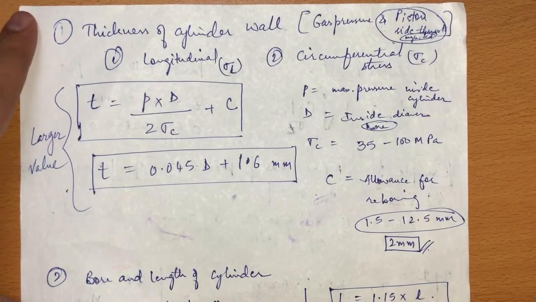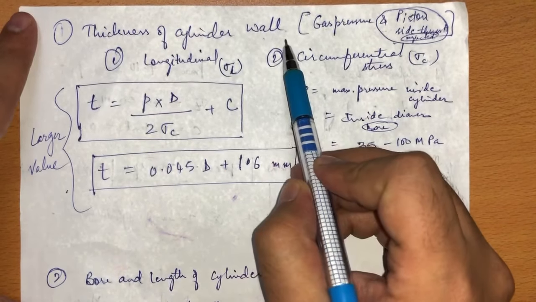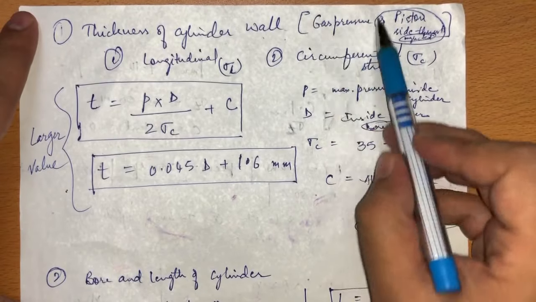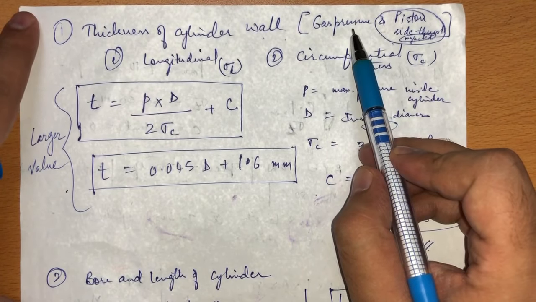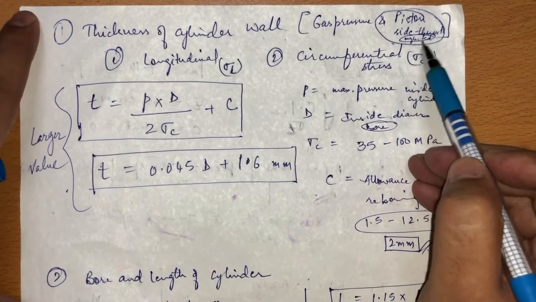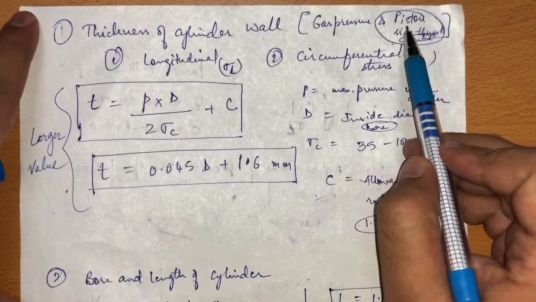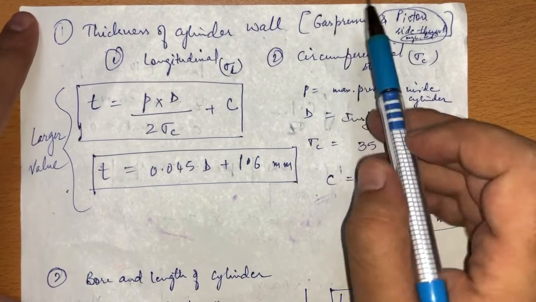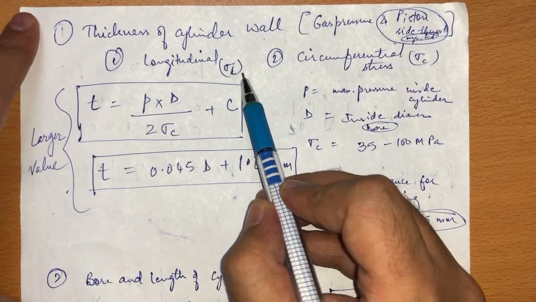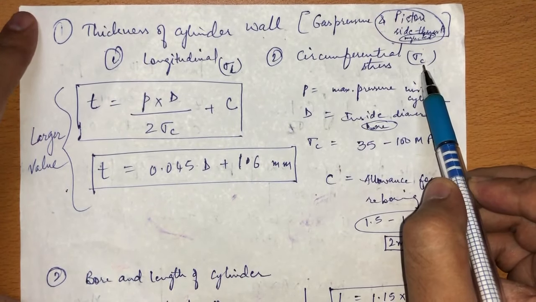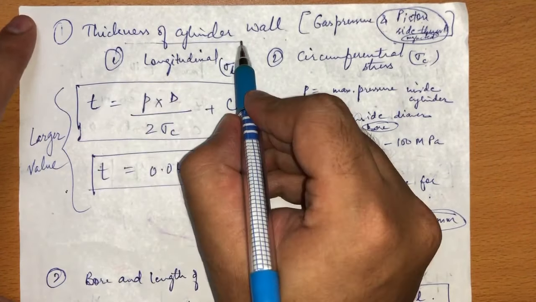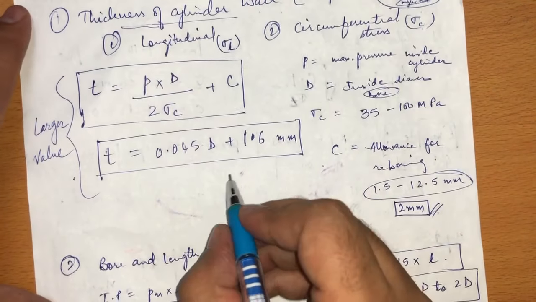We'll start with step number 1, that is thickness of cylinder wall, which is under two types of loading: a gas pressure due to the maximum pressure acting inside the cylinder, and the piston side thrust, which is many a times neglected as both of these are acting at right angles. Talking about the two stresses, the first which acts is a longitudinal stress, and the second one is circumferential stress.